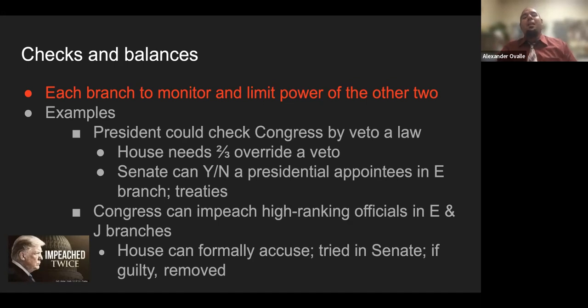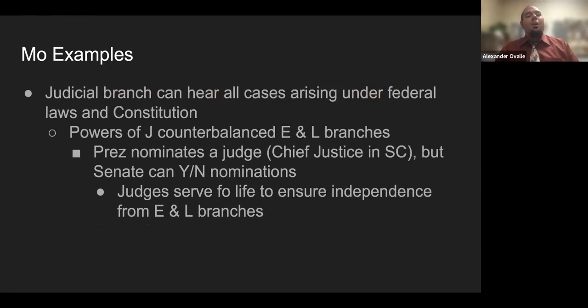So the House can formally accuse. The trial is held in the Senate. If guilty, they are removed. And as we know, he wasn't, so he was not removed from office. More examples. The judicial branch can hear all cases arising under federal laws and the Constitution. The powers of the judiciary are counterbalanced with the executive and legislative branches. The president can nominate judges, like the Chief Justice in the Supreme Court, but the Senate can approve or disapprove of their nominations. Judges serve for life to ensure independence from the executive and legislative branches.